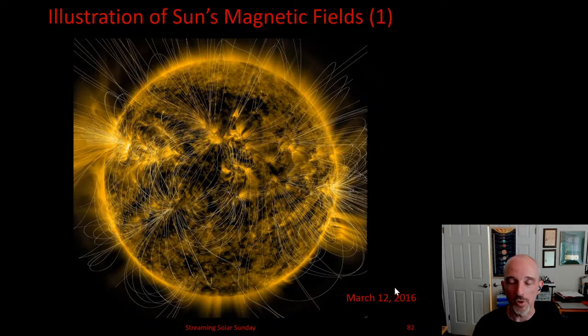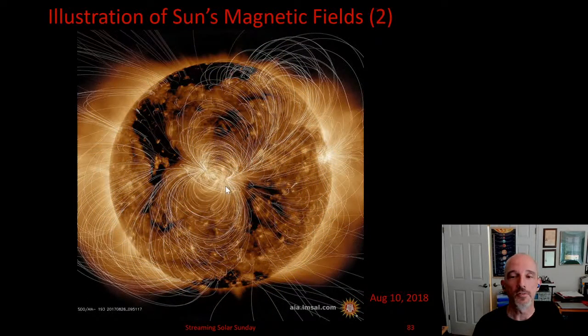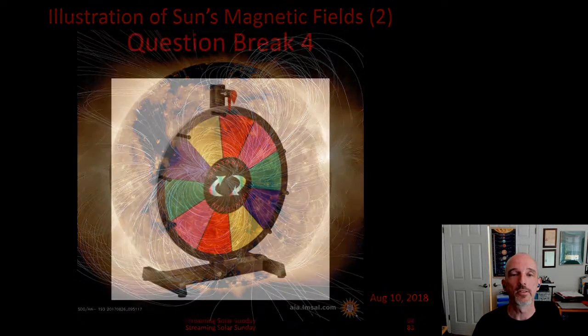This is from 2016, and here is a different time. 2018 looks very different. So this is changing all the time. During a solar minimum, it's relatively clean and organized. And during a solar maximum, it's just an even bigger mess. And the bigger the mess, the more interesting activity we get to see.